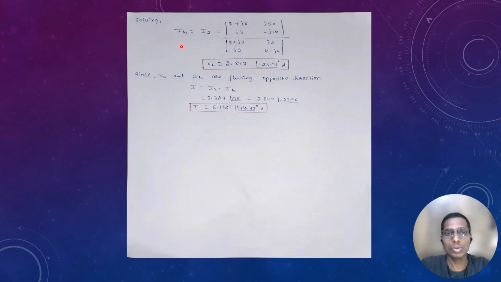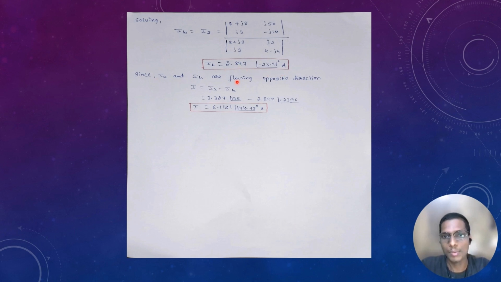After getting those two equations, we have to solve them by the matrix method. That is, IB equals I2 equals the determinant of 8 plus j2, j50, j2, minus j10 divided by the determinant of 8 plus j2, j2, j2, 4 minus j4. By simplifying we get the IB value, that is 2.897 angle 23.76 degree amperes. Thus we got the IA and IB values.